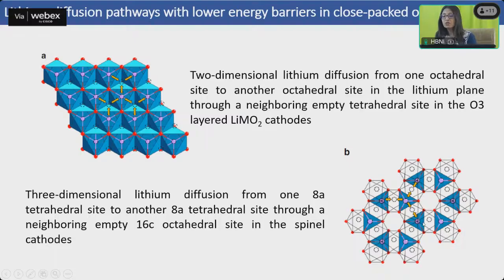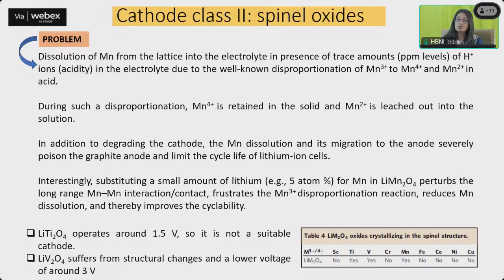Whereas when you are looking into these kinds of spinel structures, there is a vacancy over here, and this lithium ion is moving through this neighboring empty 16c octahedral site in the spinel cathode, and that is why it has a three-dimensional channel to move. So that is why the lithium diffusion pathways are better in the case of a spinel oxide. So lithium diffusion kinetics is very good. So this is a good material.